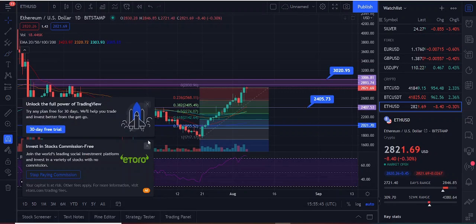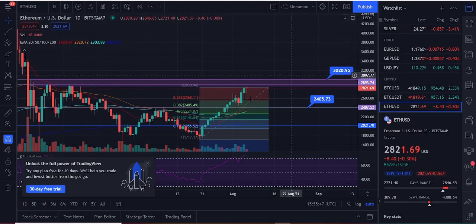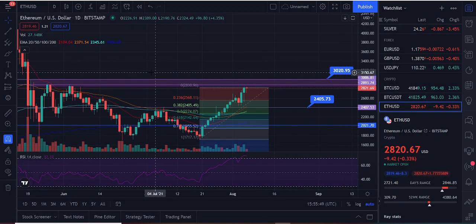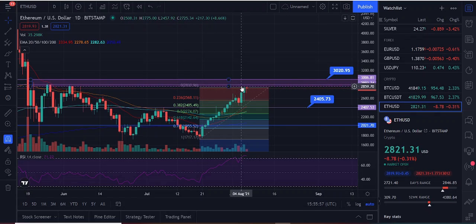Now for Ethereum, Ethereum also has a box of resistance, a little bit the same as Bitcoin. As you can see, we ran into it beautifully at approximately the 2,850 level, where the box of resistance begins, and we got rejected. This is also major resistance, all the way up to 3,000.